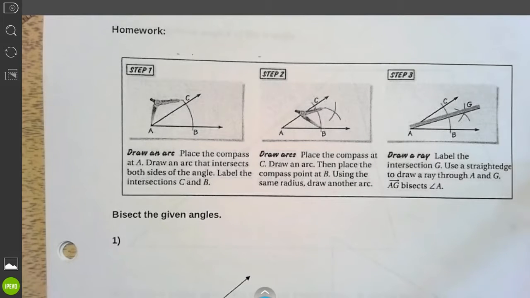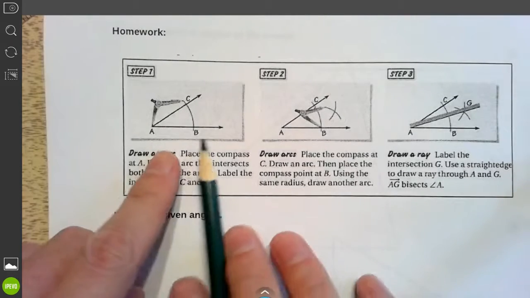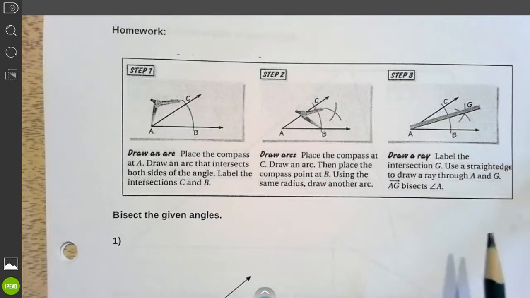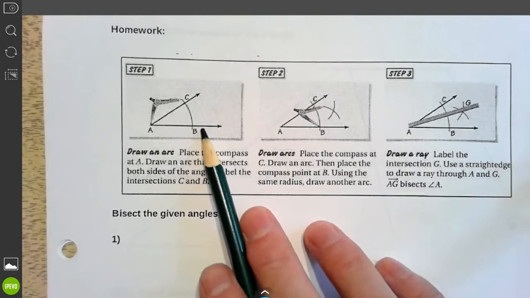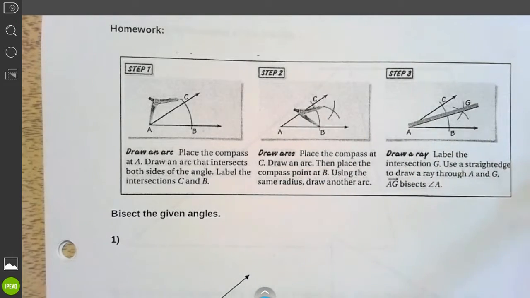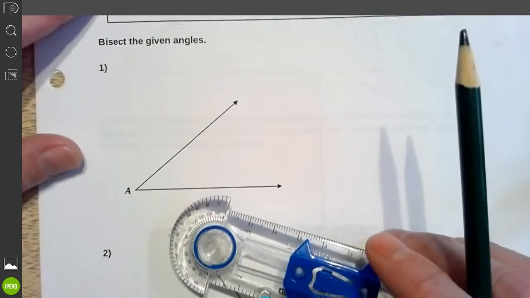Right, so most of you got this homework done in class, but just for the sake of going over it, let's go over it. Here are the steps to bisecting an angle. Shouldn't be too big of a deal. First step, draw your arc, and then find a point equidistant from both sides, and draw your line. Simple as that.